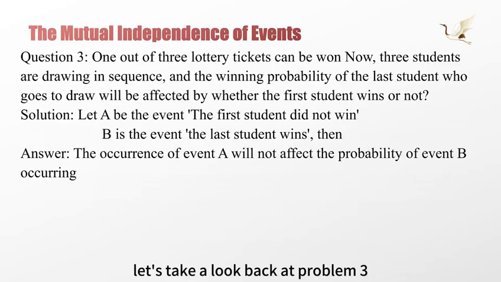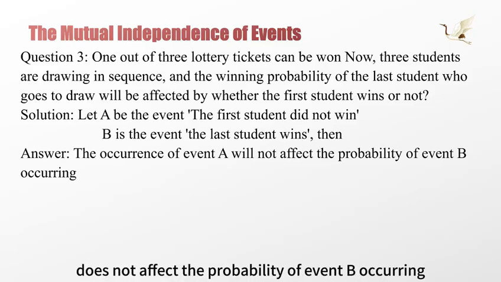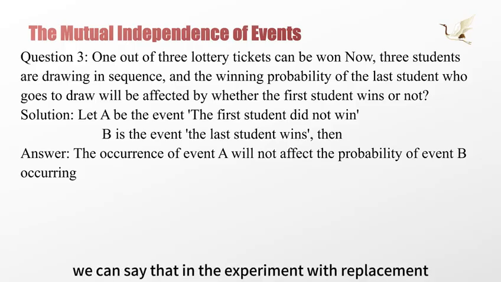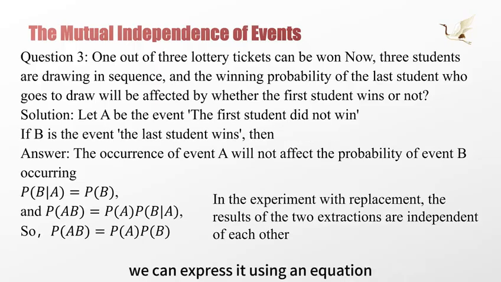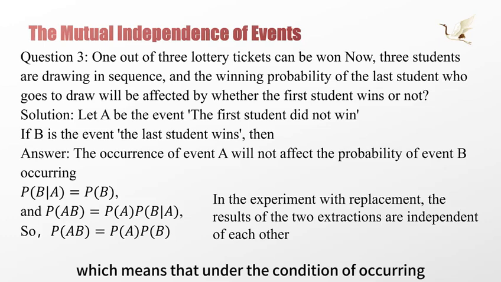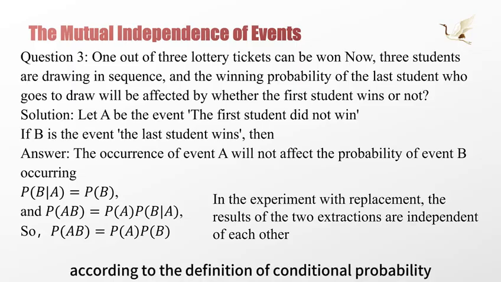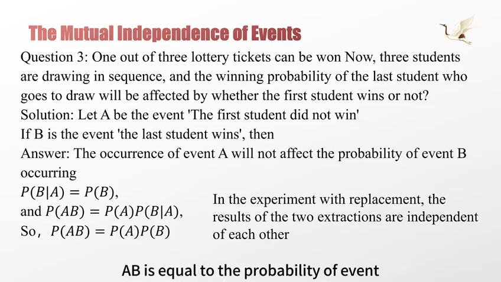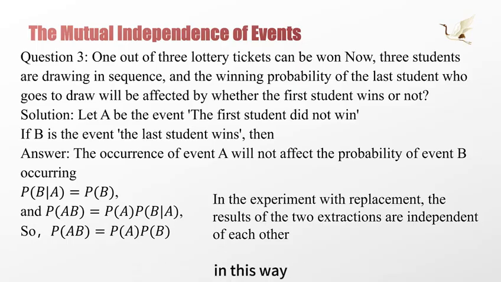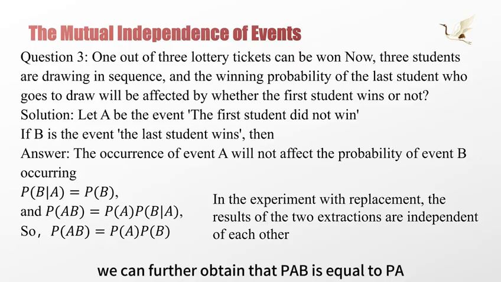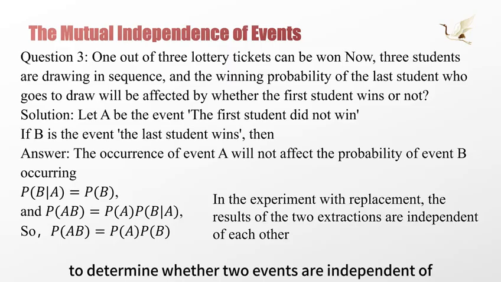Let's take a look back at problem 3, which is the issue of 3 lottery tickets being returned after drawing. In this question, the occurrence of event A does not affect the probability of event B occurring. We can say that in the experiment with replacement, the results of the 2 draws are also independent of each other. We can express it with an equation: under the condition of A occurring, the probability of B occurring is equal to the probability of event B occurring. According to the definition of conditional probability, the probability of event AB is equal to the probability of event A multiplied by the probability of B occurring under the condition that A occurs. In this way, we further obtain that P(AB) is equal to P(A) multiplied by P(B). This is a very important conclusion that we can use to determine whether 2 events are independent of each other.